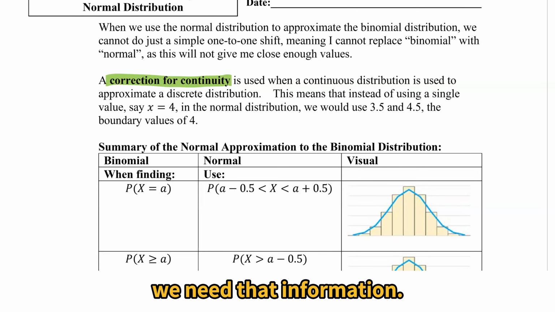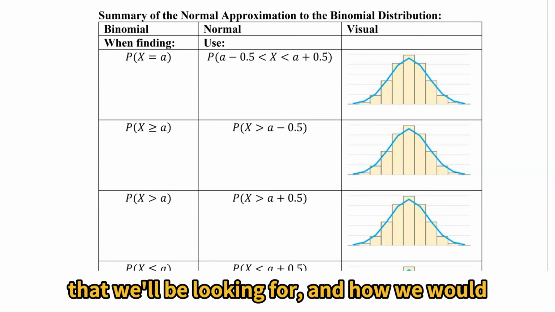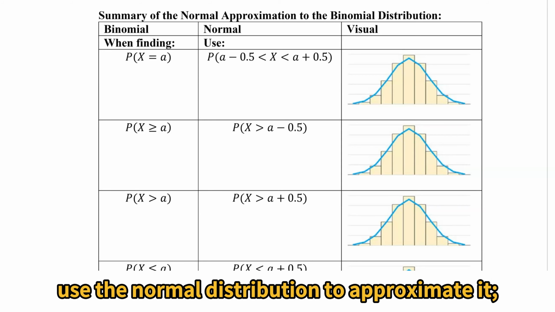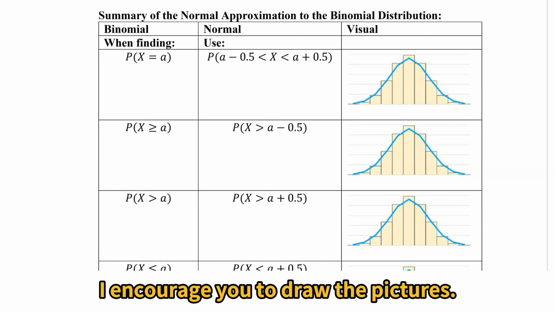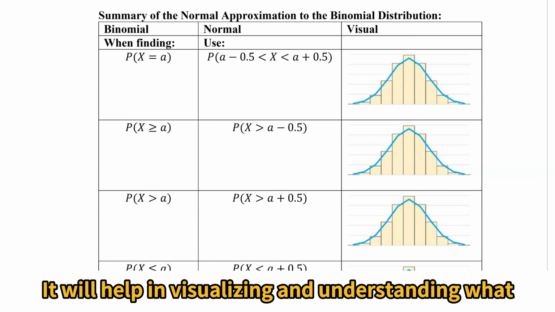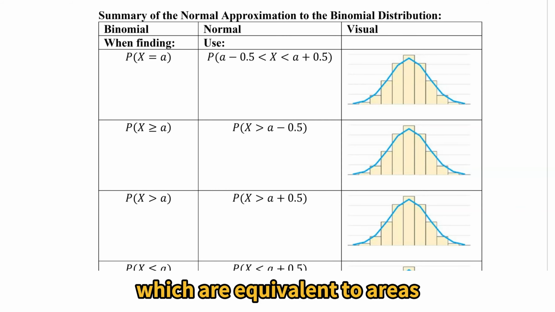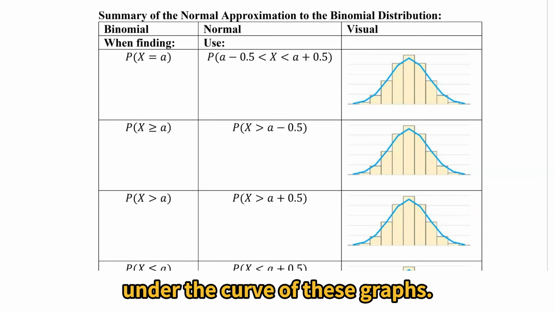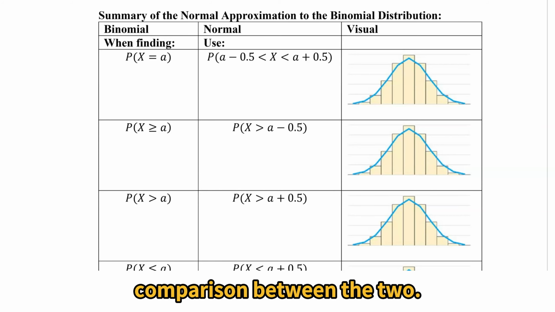We need that information. In the table, as a summary, I have the different kinds of probabilities that we'll be looking for and how we would use the normal distribution to approximate it, what the continuity correction should be. I encourage you to draw the pictures. It will help in visualizing and understanding what it is you need to find the probabilities of. Remember, we're always looking for probabilities, which are equivalent to areas under the curve of these graphs. And I have a visual here drawn as well to help in the comparison between the two.